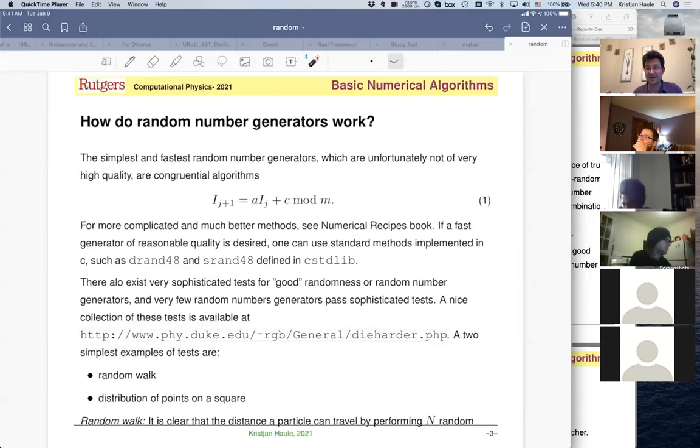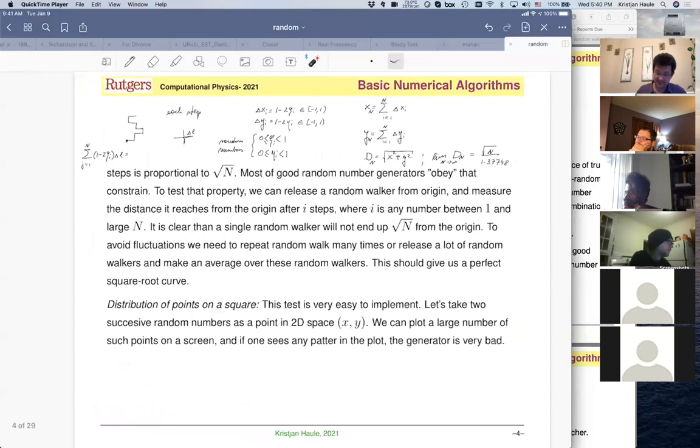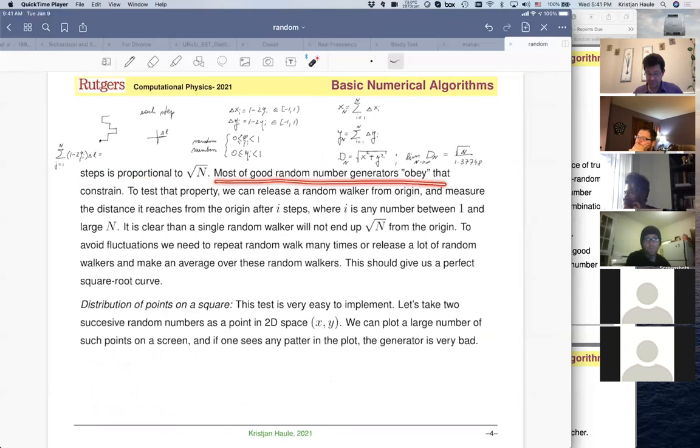Okay, so the typical tests which are performed are, for example, random walk, distribution of points in a square, and so on, many other tests, but maybe random walk is the simplest to understand. So I will sketch it here. So how does the random walk work? It is clear that the distance a particle can travel by performing n random steps is proportional to the square root of n. And most good random number generators obey that constraint.